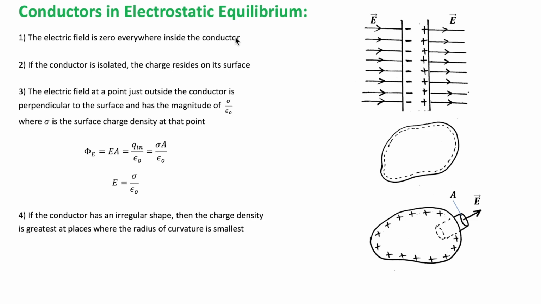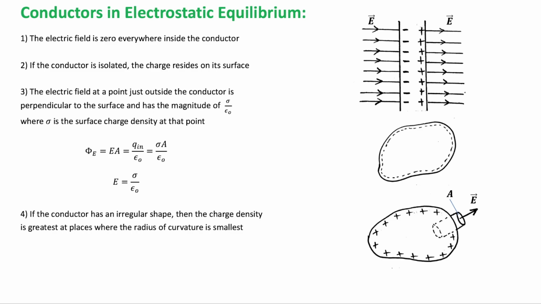And this applies even if the conductor is hollow or if it's solid. This is because if the field is not zero, the free charges would accelerate under the influence of the electric field, right? So we will no longer have electrostatic equilibrium. So the field must be zero everywhere inside the conductor, okay?